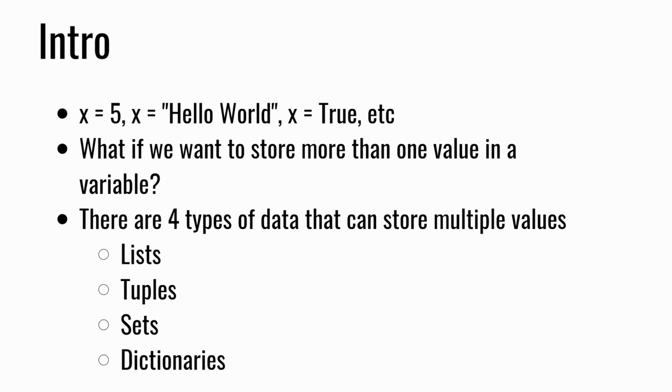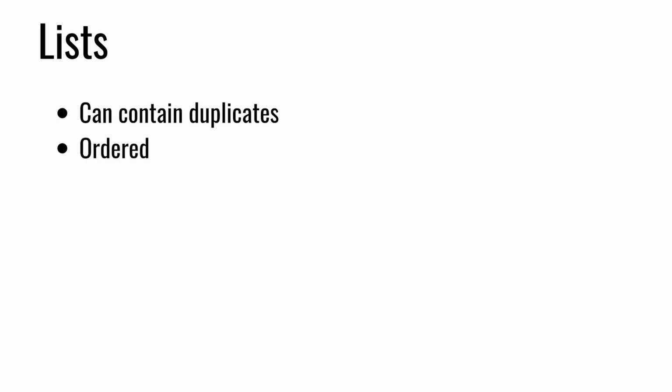We have 4 types of data in Python that can store multiple values in it, and I'm going to go over each one. They all share similarities to some degree. The first one we have, and probably the most commonly used, is a list. A list can have duplicate values, it is ordered, and it is changeable. Changeable just means that we'll be able to update the values in the list whenever we want, and ordered means that the items have a defined order that will not change.